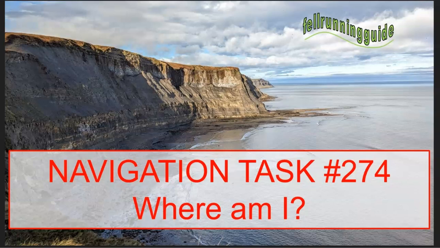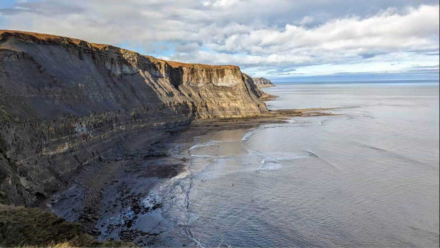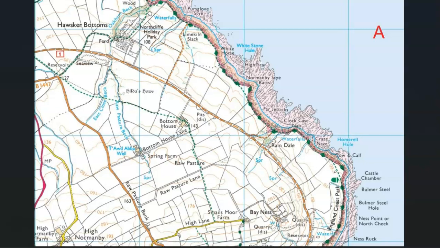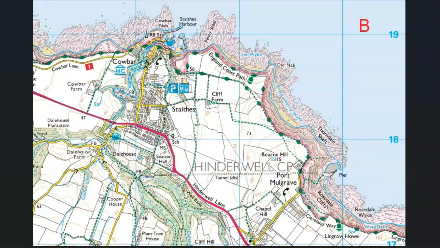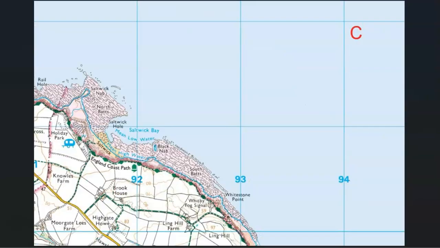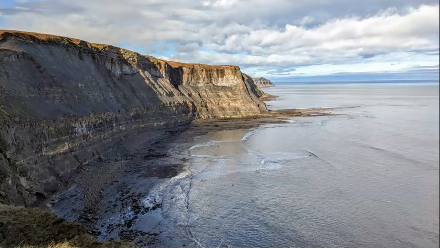This week I want you to work out where I am. So where was I stood when I took this photograph? We've got a choice of 3 different maps. These are all Ordnance Survey 1 to 25,000. So am I on map A, map B or map C? And where precisely on that map am I? Let's have a look at that photo.